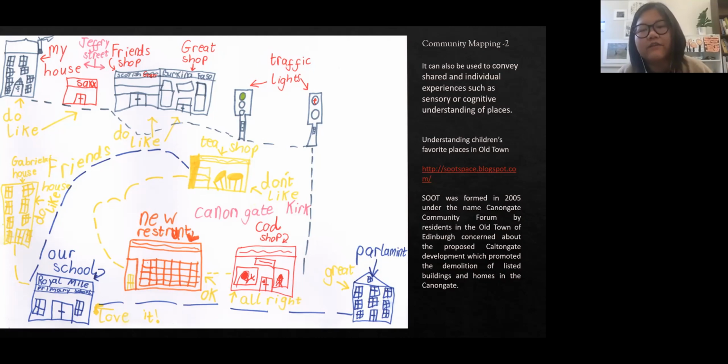And so they invite all the residents to draw their favorite places, their favorite memories associated with the old town, as a collective effort to show the government that there are certain buildings, architecture and landmarks that they're trying to preserve as a community.